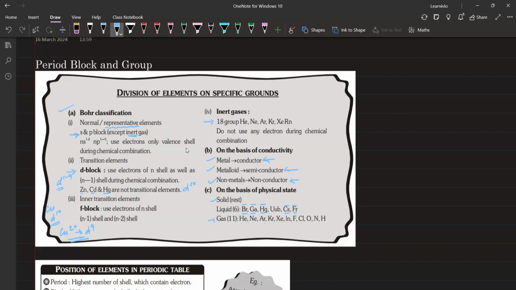See, bromine, gallium, and mercury are very important. So you have to remember this. Also, one important thing about gallium is that gallium has a low melting point, but a very high boiling point. So please remember this point. I think there was one question asked regarding this particular fact about gallium. Gallium has very low melting point and very high boiling point.